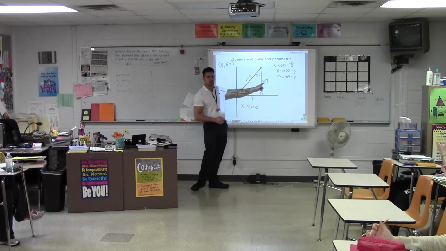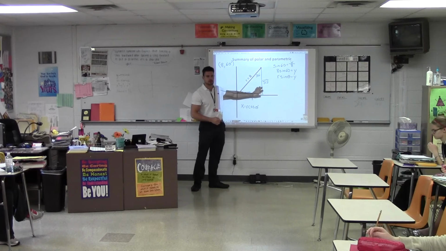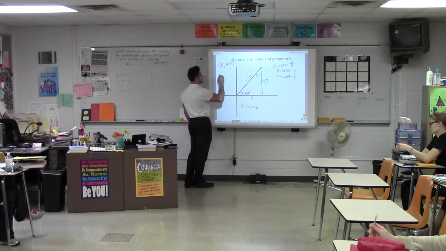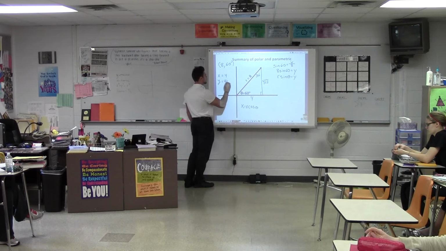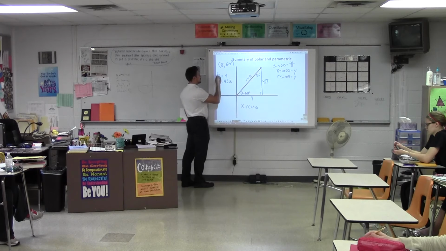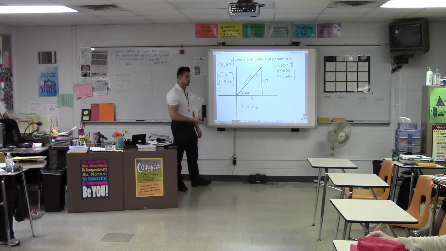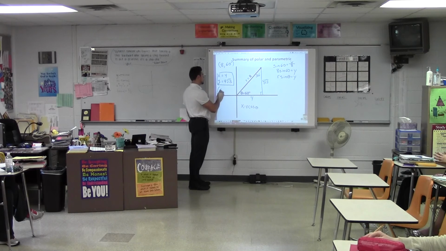So if I want the parametric coordinates, all you have to tell me is x equals 4 and y equals 4 root 3. And this is your parametric coordinates. And now if I want rectangular coordinates, just put them in a point. That's what you're most familiar with. 4, 4 root 3.